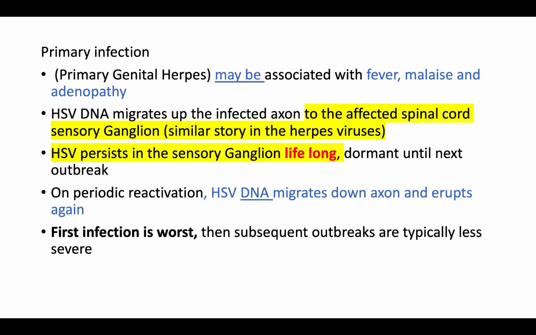Primary infection with genital herpes may be associated with fever, malaise, and adenopathy. HSV DNA migrates up the infected axon to the affected spinal cord. Here, the sensory ganglion of the spinal cord is a similar story to herpes labialis. HSV persists in the ganglion lifelong and dormant, just the same, nothing different here. On periodic reactivation, HSV DNA migrates down the axon and then erupts again, and can cause these eruptions a second and third and more times.